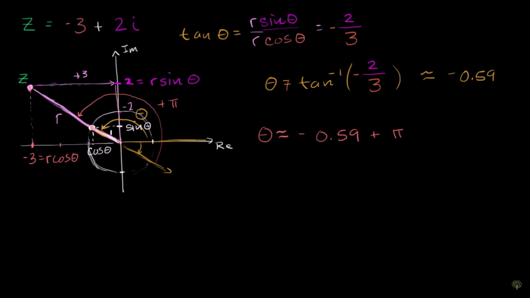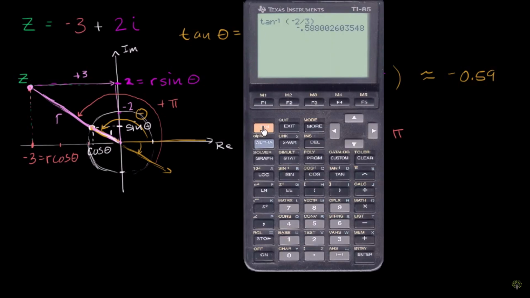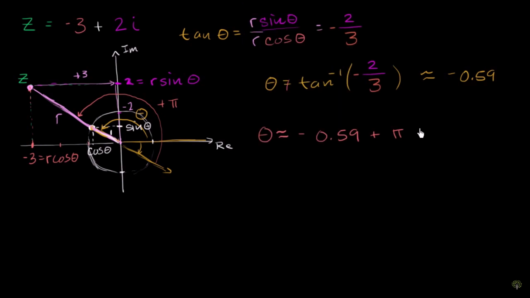So let's get the calculator out. Let's take our previous answer, plus pi, because we're going to go in the opposite direction. So that gives us roughly 2.55 radians. So this is approximately 2.55 radians, our claim for what theta is. Now, does that make sense, that this angle right over here is 2.55 radians?